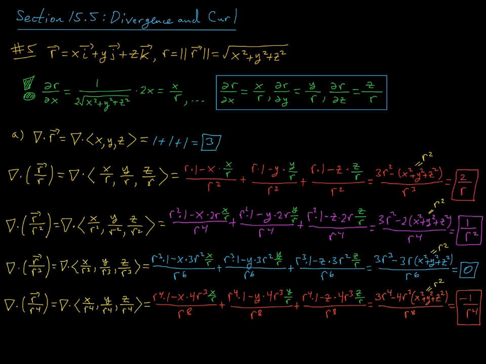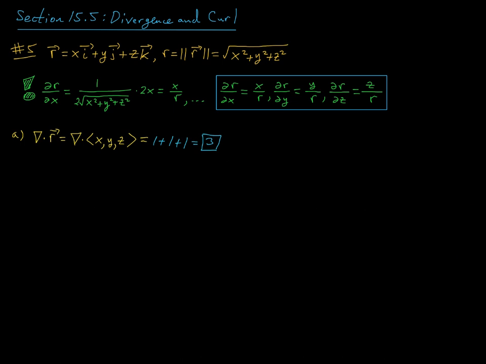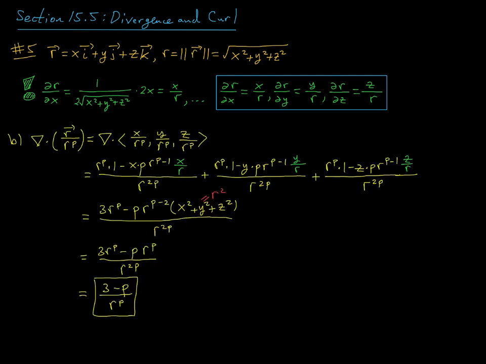Okay, all right, so now let's go ahead and do the general calculation where I just have an exponent of p, and so pretty similar here. You wind up getting this expression right here, 3 minus this exponent p, all divided by r raised to the p power.